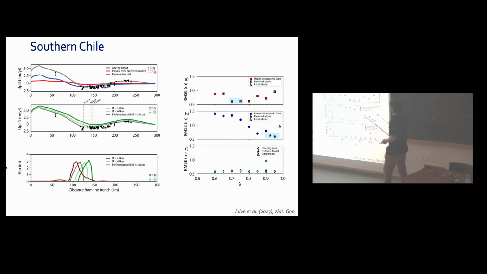Then we look at the pore pressure ratio. So this is the upper seismogenic zone, the lower seismogenic zone, and then the creeping zone below the Moho. You see that if we assume that the pore pressure ratio is lower in the upper seismogenic zone, the root mean square error compared with a lot of data that we compare with these models is decreased. And the same goes for the lower seismogenic zone. If we increase the pore pressure ratio here, we decrease the error. So we are finding the same relationship that Marcos found in 2018.